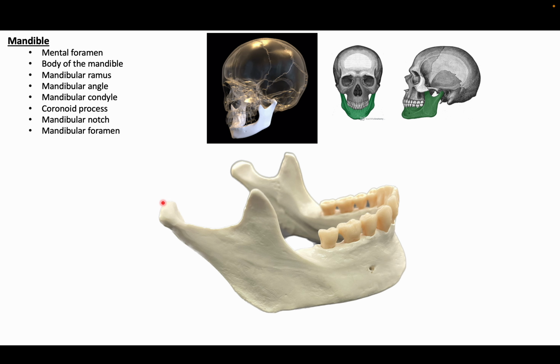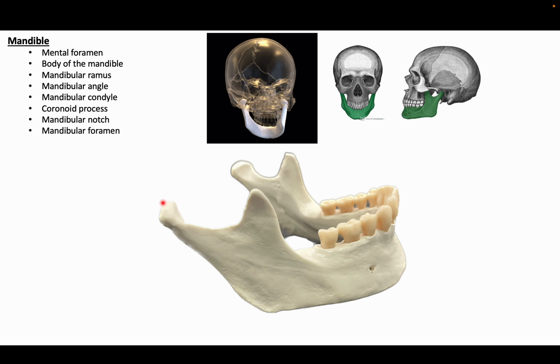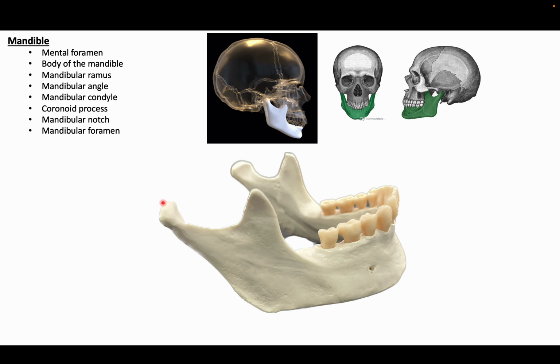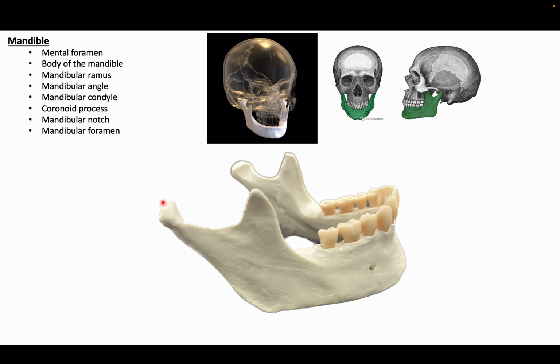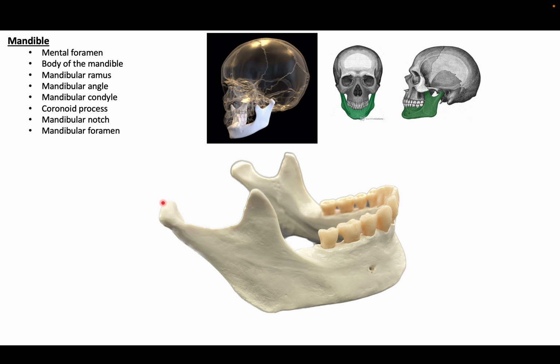And again, it's very important that the mandible grows properly throughout childhood, because any abnormal growth in the mandible is going to play a role in facial asymmetry.